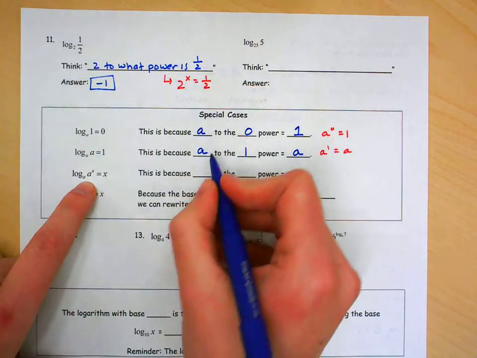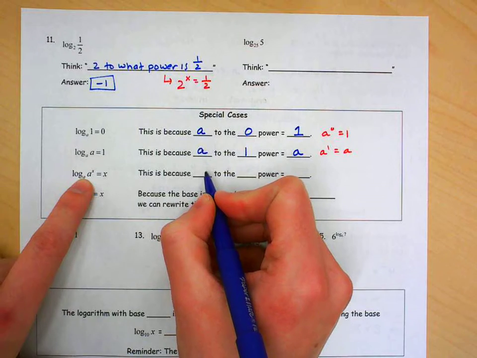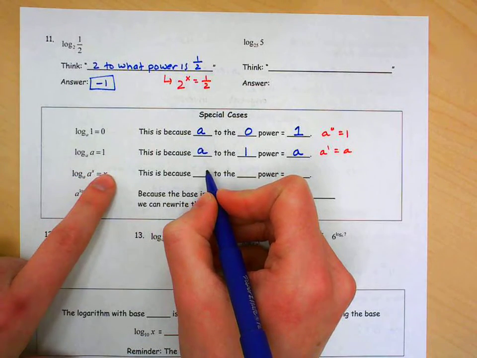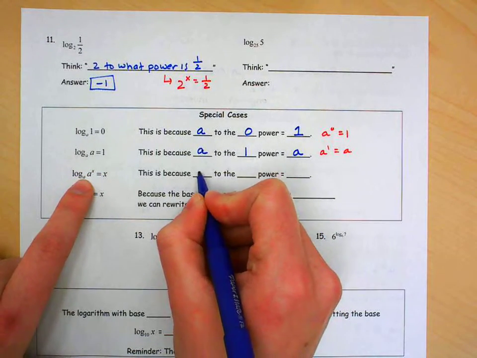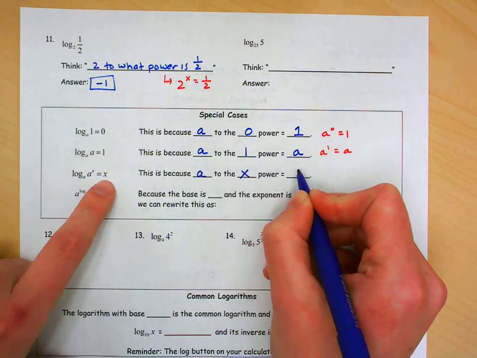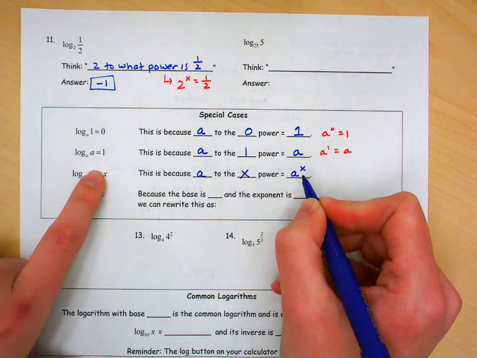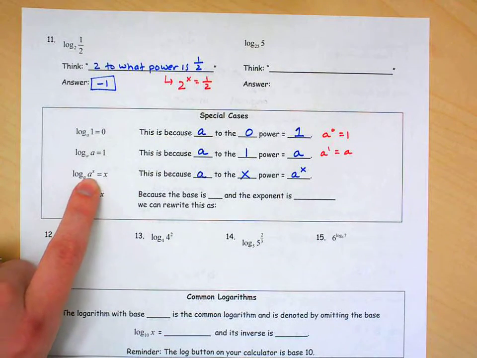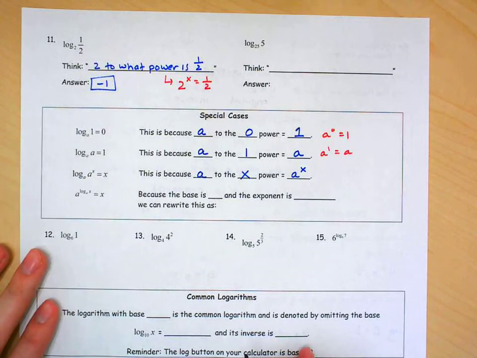Let's look at this. This is saying log base a of a to the x equals x. Let's see if this makes sense. So this is because a to the xth power, well, of course, a to the x power is going to equal a to the x. So whenever I have a base and then the base of this exponent is the same, the answer is just going to be x. Okay?